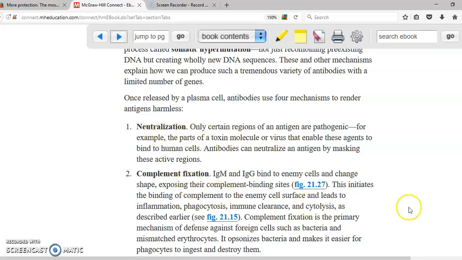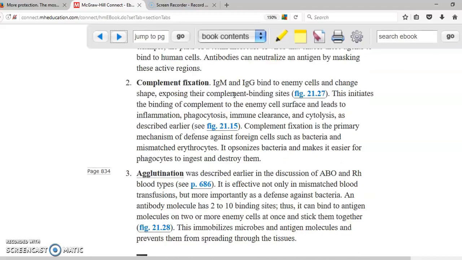Next one is the complement fixation. Complement, remember, it has to do with the complement mechanism that we covered before. So in this case, IgM and IgG are going to attach to the antigen, therefore initiating the complement mechanism that eventually will finalize with the inflammation, phagocytosis, immune clearance, and cytolysis, which are the results of the complement activation.